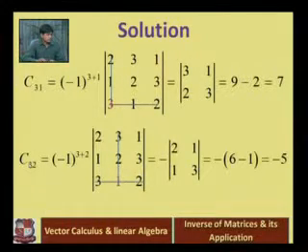Now find C32, that is the cofactor of third row and second column, is given by the equation minus 1 raised to 3 plus 2 into minor of that element, and minor of that element can be given by deleting the second column and third row. It will be given by minus into determinant 2 1 1 3 is equals to minus 6 minus 1 is equals to nothing but minus 5.